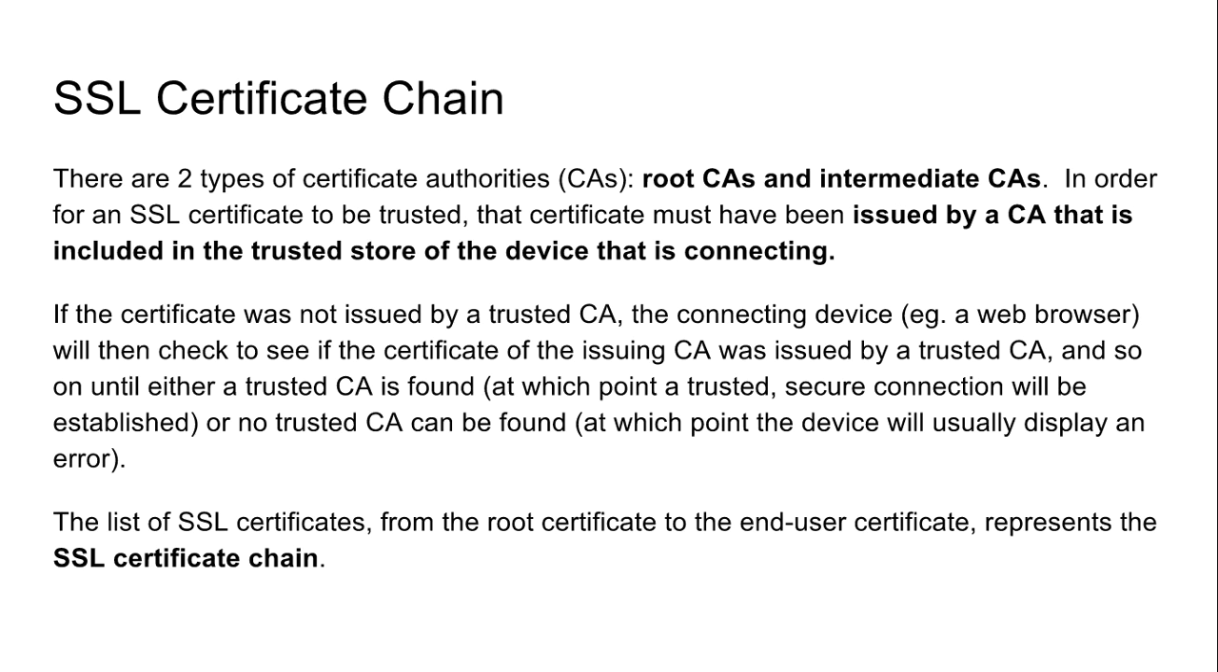However, not all certificates are trusted by the root CA directly. If the certificate was not issued by a trusted CA, the connecting device will then check to see if the certificate of the issuing CA was issued by a trusted CA, and so on until either a trusted CA is found, at which point a trusted and secure connection will be established, or no trusted CA can be found, at which point the device will usually display an error. The list of SSL certificates from the root certificate to the end user certificate represents the SSL certificate chain.